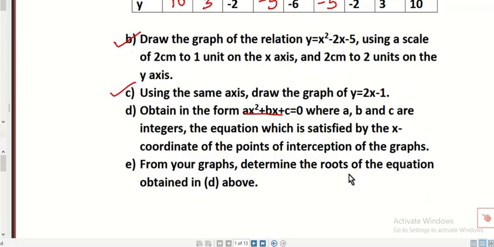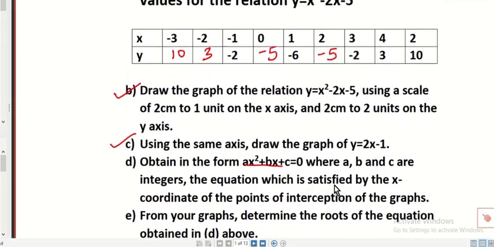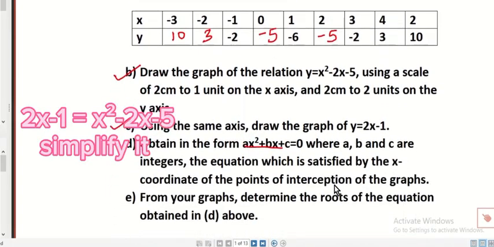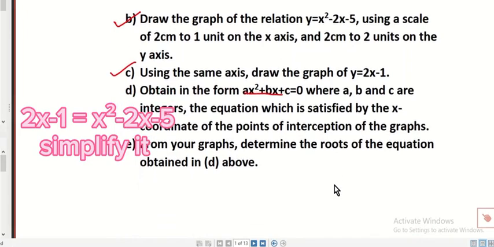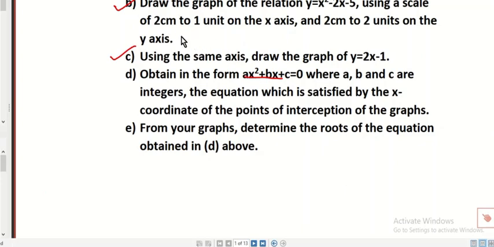To answer that question D, what we are going to do is to equate the straight line equation and the quadratic equation. When we equate the two of them, we have an equation x squared minus 4x minus 2 equal to 0. That is going to be the answer for the D part of it. But let's do E.